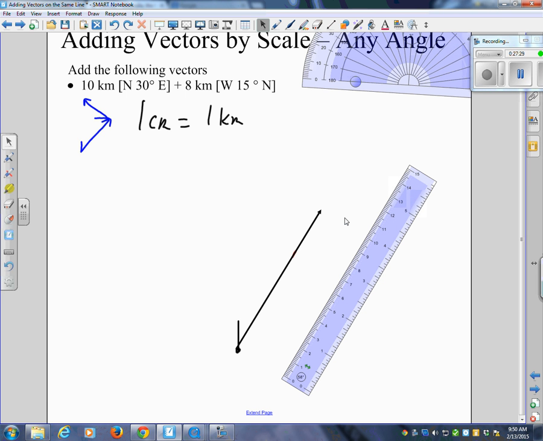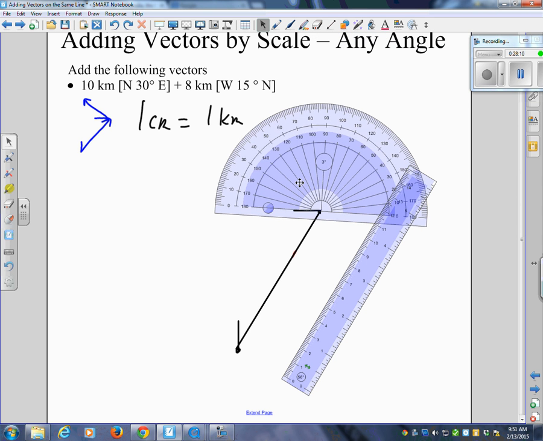Okay, now what do I do next? Do I put my next vector starting from down here? No. Where do I start it? Head to tail. You must start it from there, just like the treasure map that we did. That's why I do the treasure map first, to get you thinking about that. I'm going 8 kilometers west, 15 north. Should I draw in a little reference line? Yes, I should. Little reference line right here that goes straight west. And from there I'm going to go west 15 north.